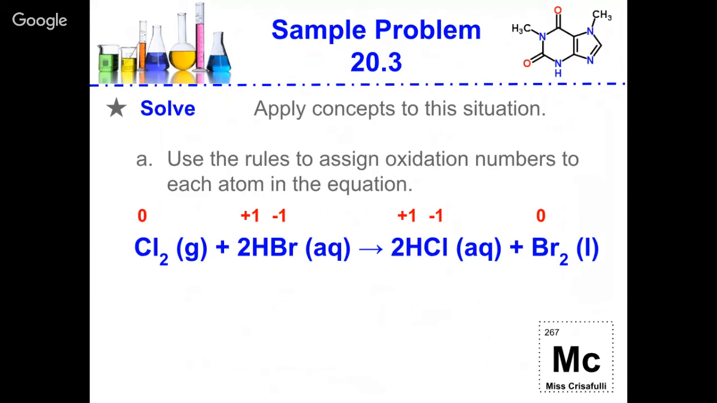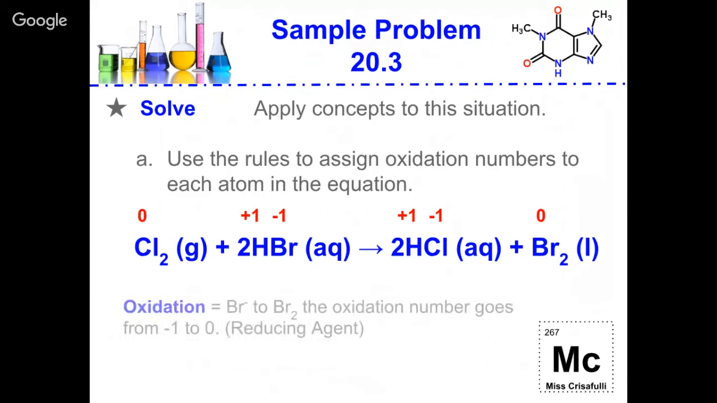Well, yes, they did. Cl went from a 0 to a -1, and Br went from a -1 to a 0. So what does that mean? Since Br went from Br minus to Br2, the oxidation state went from a -1 to a 0. So that is our reducing agent because it was being oxidized. It lost that extra electron, which made it negative.